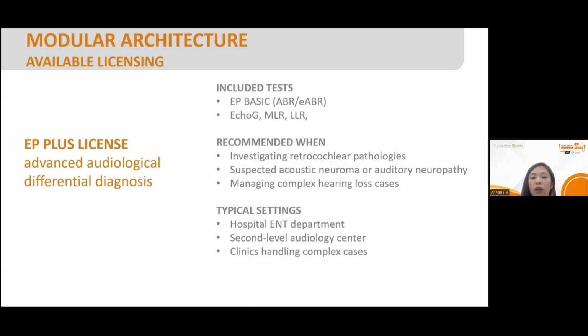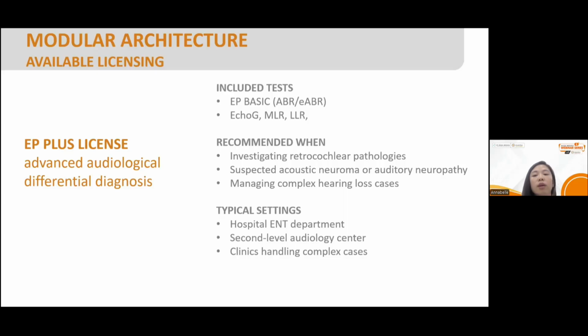Then we go for the ECOG and maybe MLR and LLR to check for the auditory neuropathy. And sometimes we use it together with the OAE as well. And we measure the ECOG, and maybe the cochlear microphonics. We measure a lot of this to check whether it's auditory neuropathy or not.